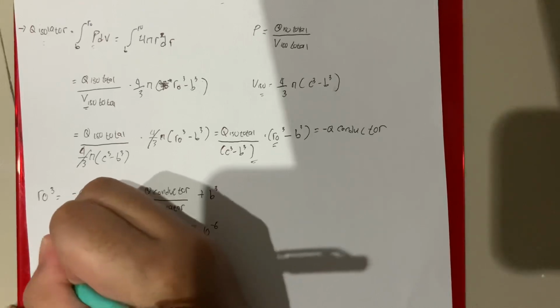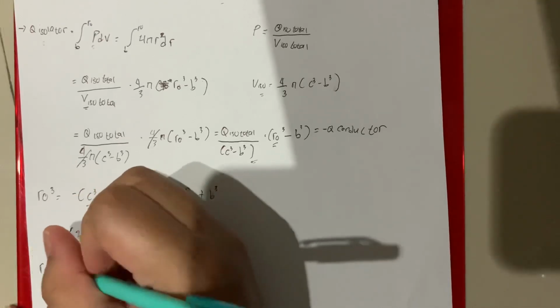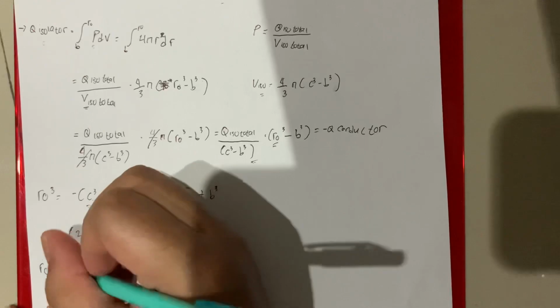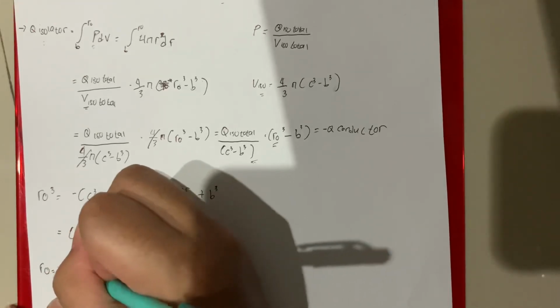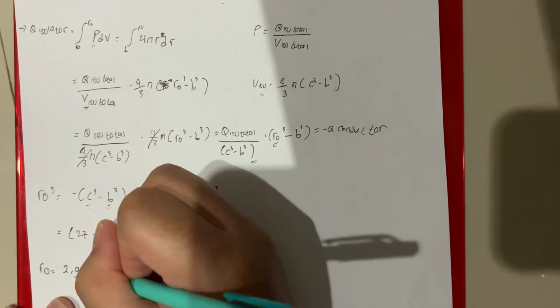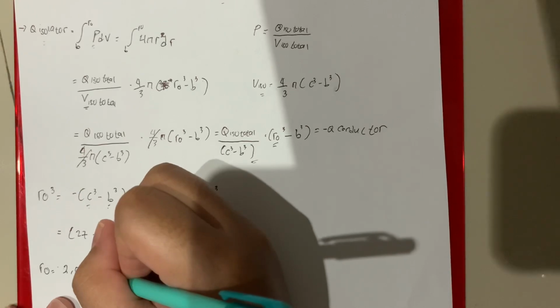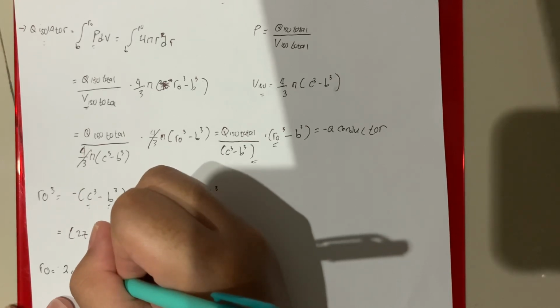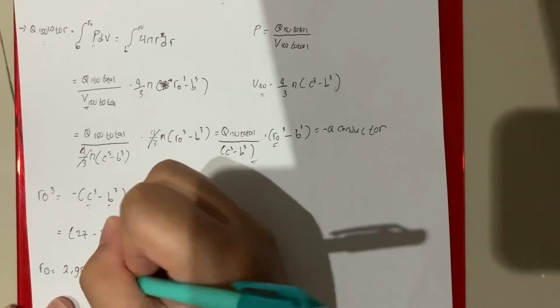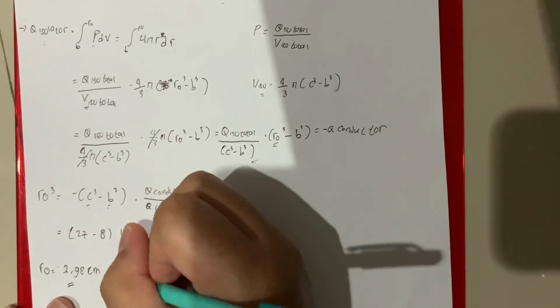After doing the calculation, the result that I get is r0 equal to 2.98 centimeters. So that is all from me.